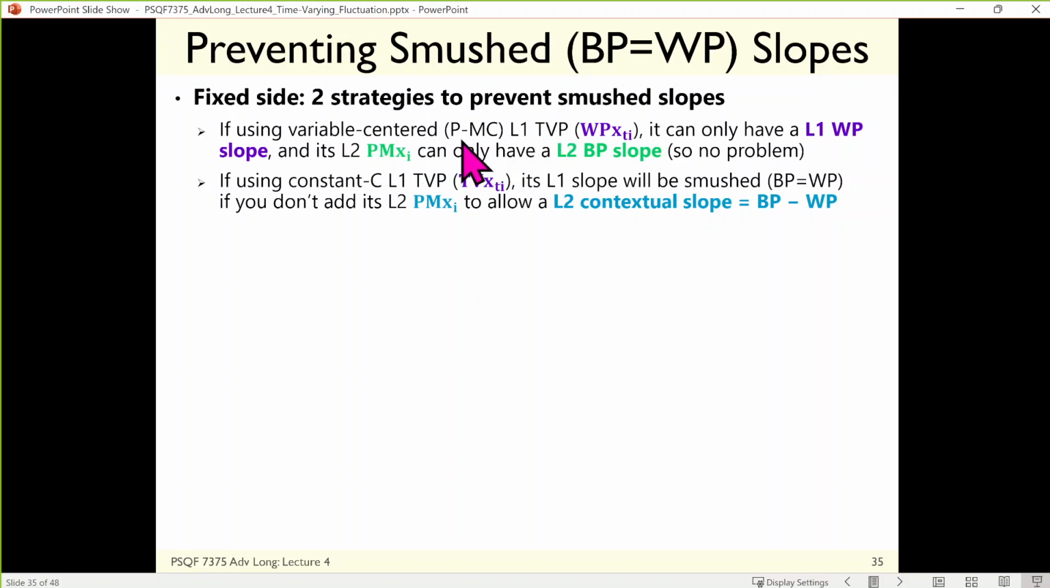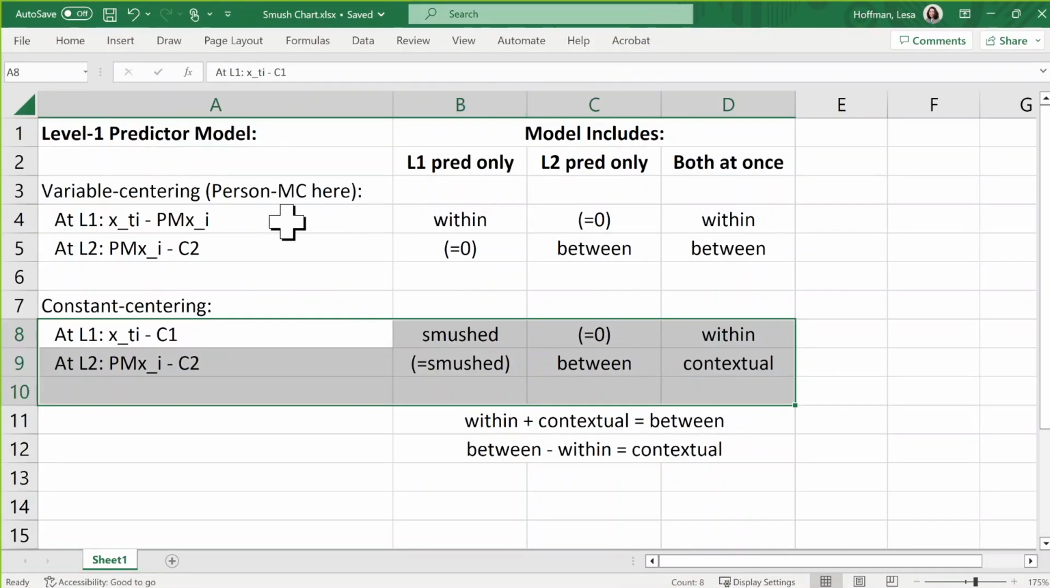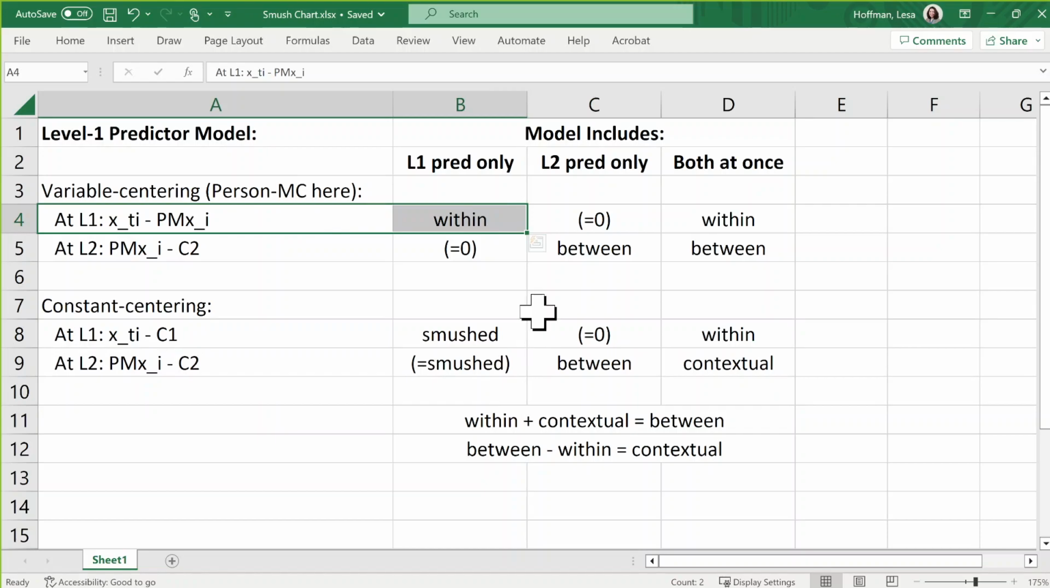So if we're using the person mean centering strategy, we don't have to worry about random slope smushing, because the random slope is only going to apply to the within part of the variable, because that's how we set up the variable in the first place. So back to the smush chart, but we're talking about a random slope. If all I have is a random slope for the within part of the variable, then I'm talking about between person differences in the within person slope specifically, and all is good.